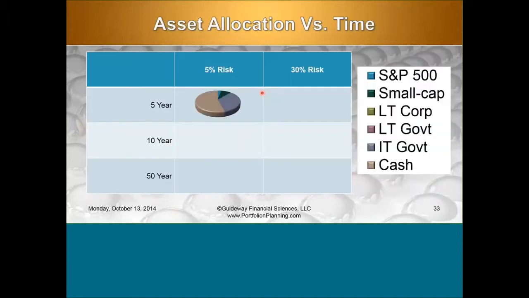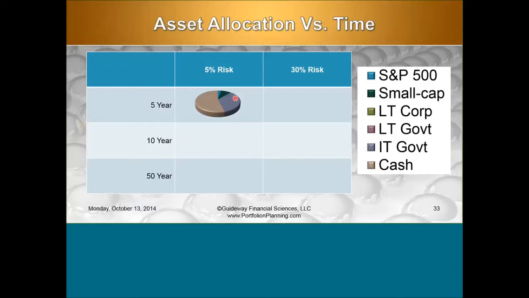Okay, so let's look at these asset allocations. If you're a conservative investor and you can only tolerate a 5% chance that your actual income will fall below the projected level, then for a 5-year investment, the portfolio is going to be mostly cash.